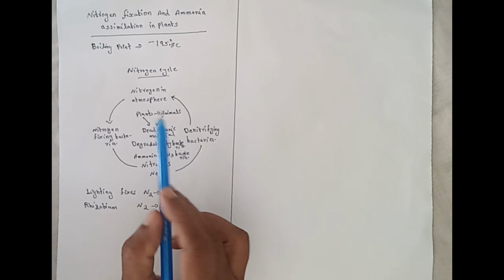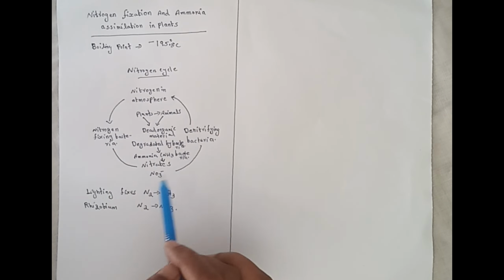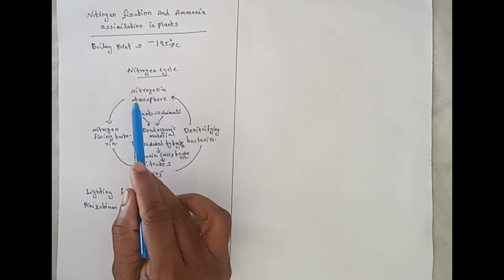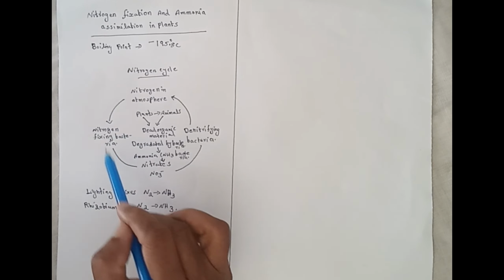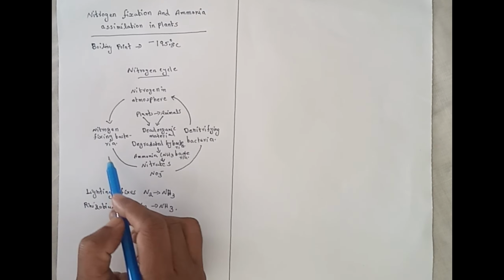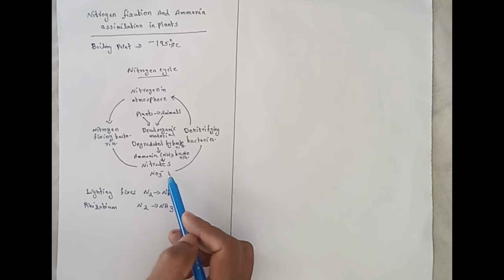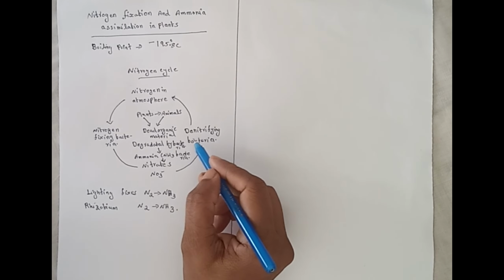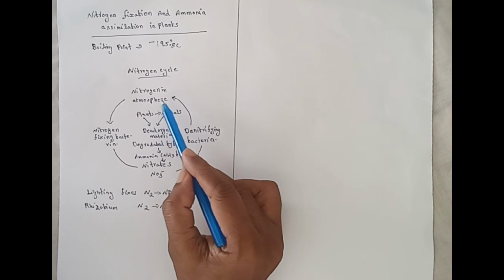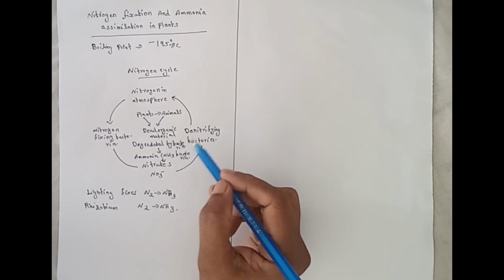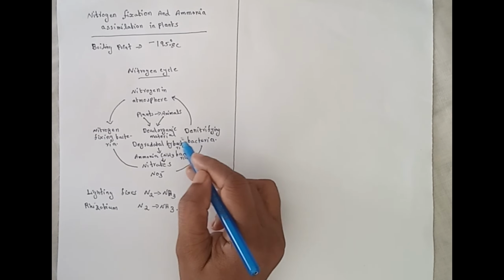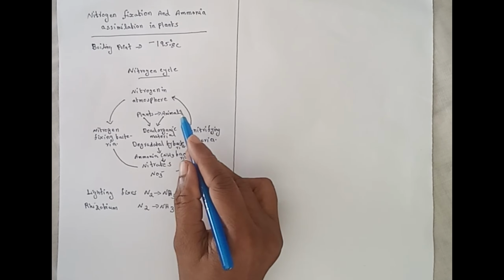Now, the nitrogen in the atmosphere is converted to NH3 form by nitrogen fixing bacteria. This can be directly denitrified and again enter the atmosphere. That is known as denitrification. The process is helped by denitrifying bacteria.